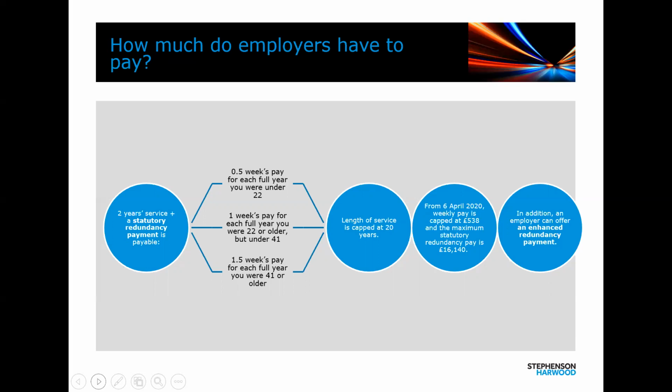Genuine redundancy payments, where the statutory are enhanced, do benefit from the first £30,000 being tax-free. Obviously, sums over £30,000 are now subject to tax, as they've been for a number of years, and also employer national insurance, which has been applicable since April this year.